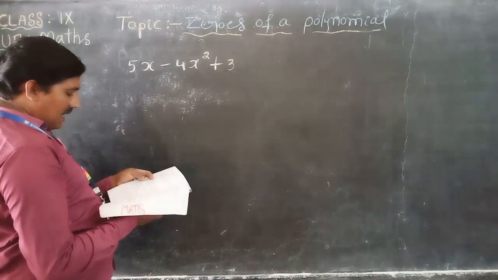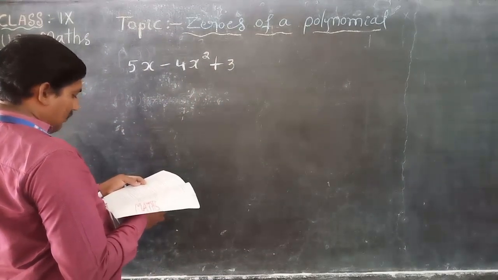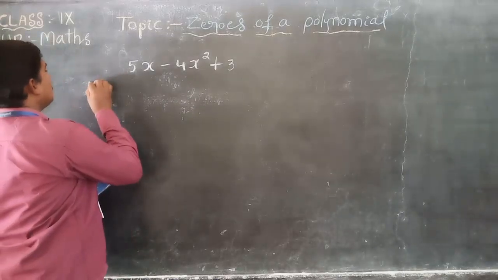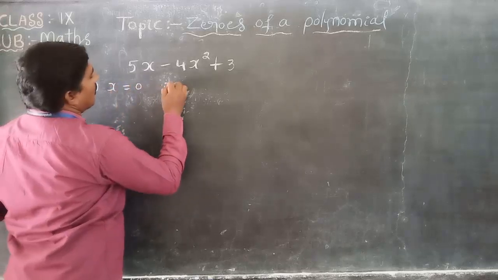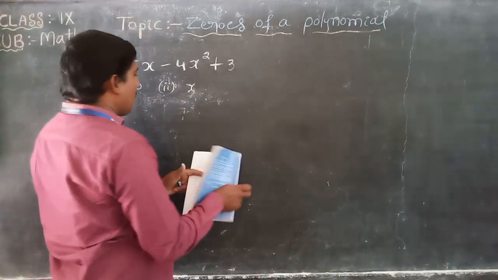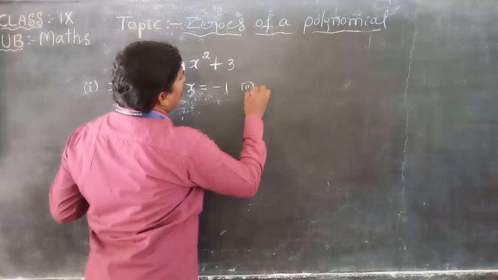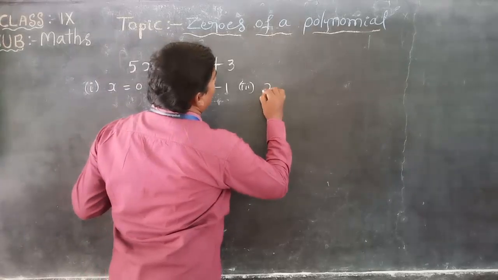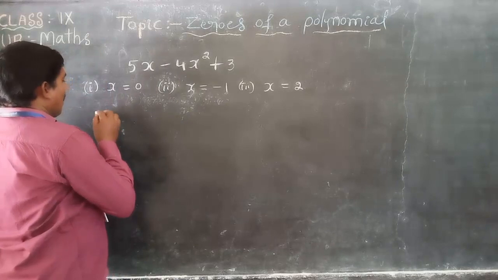Okay, then what they are asking is: they gave this polynomial, then find the value of the polynomial. First one, x is equal to 0. Second one, x is equal to minus 1. Third, x is equal to 2. Okay, first problem we'll see.